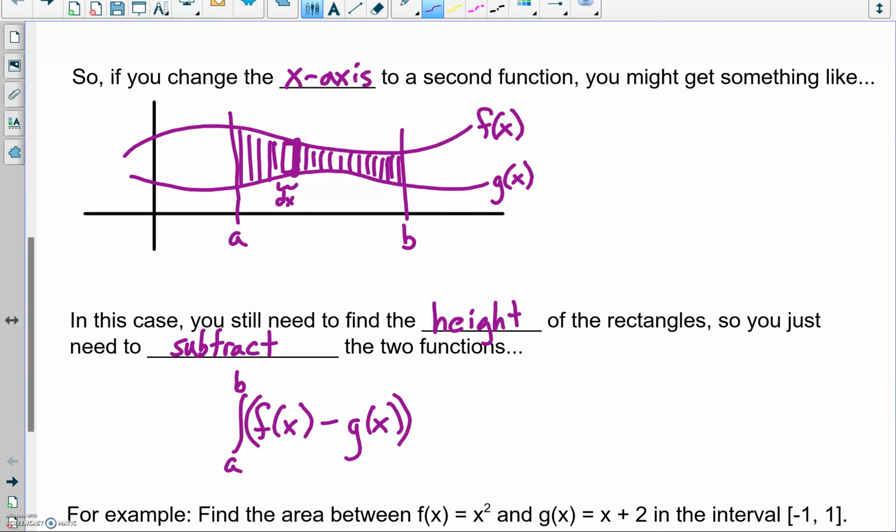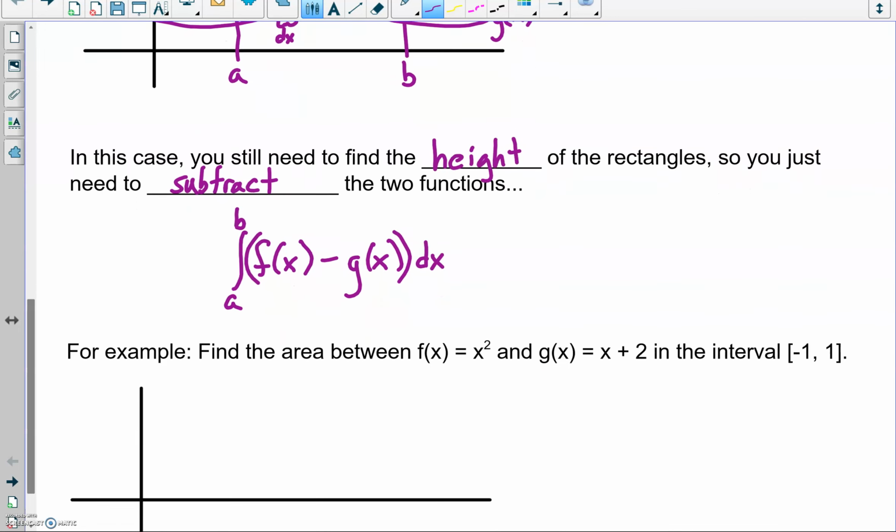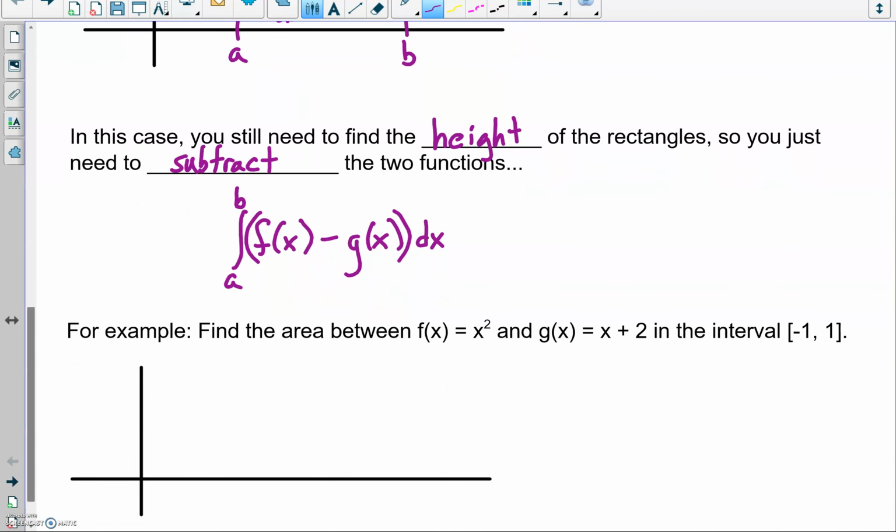So we always take the higher function, the bigger y value, and you subtract away the smaller y value. So in this case, the f of x always produces the bigger ones, g of x produces the smaller ones. So you do the order f of x minus g of x to get positive heights.